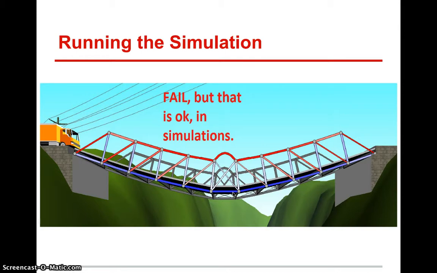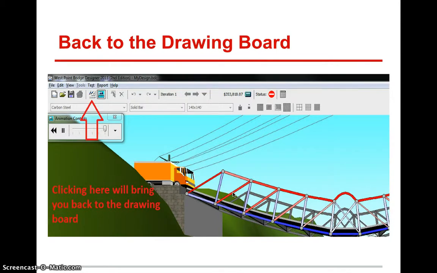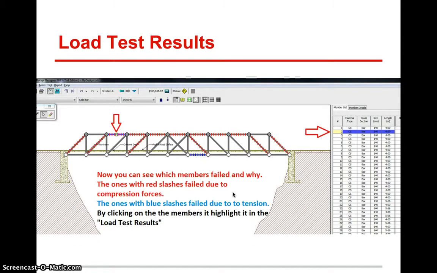Okay. So now, back to the drawing board. If we click on this tool here, this will take us back to our drawing board area. Now we have a bunch of data from the test results. Now you can see which members failed and why. The ones with red slashes failed due to compression force. If you put your hands together and you push into one another, that force you're feeling is compression. Now the ones with blue slashes failed due to tension.